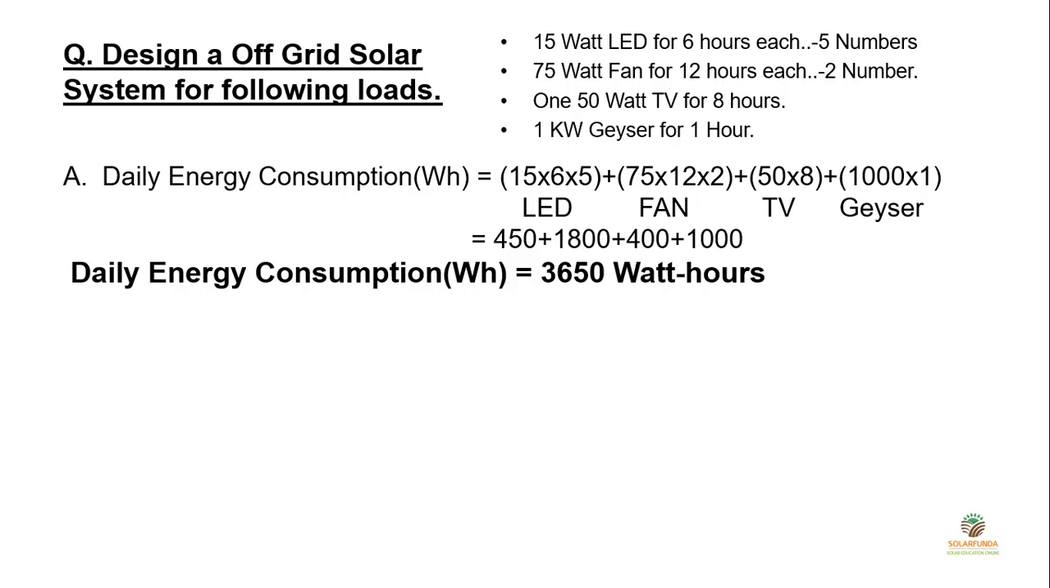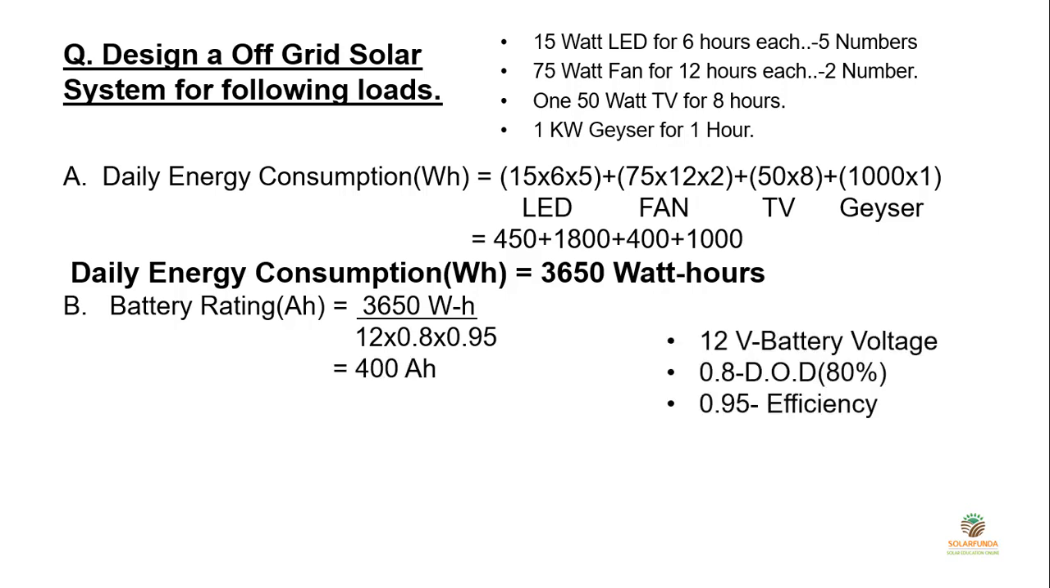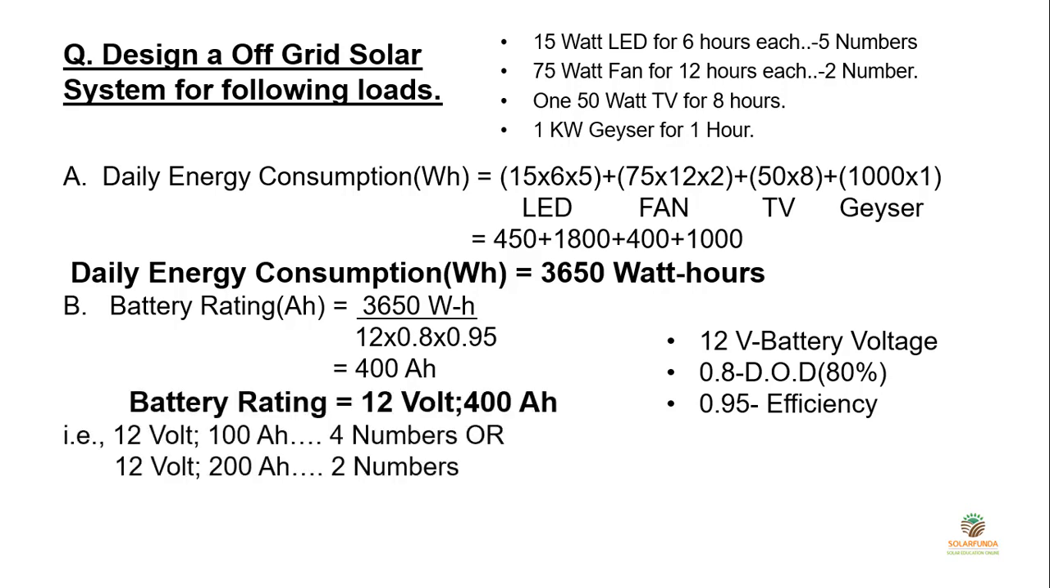Then I will find the battery rating in ampere hours by dividing daily energy consumption by battery voltage 12 volts, depth of discharge 80% and efficiency of the battery which is 95%. So I got the answer as 400 ampere hours. That means I will require 12 volt 400 ampere hours battery for this system. This huge rating of battery is not available in the market. So I can use 4 numbers of 100 ampere hour battery or 2 numbers of 200 ampere hour battery.